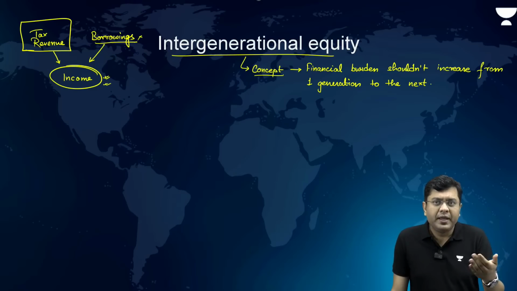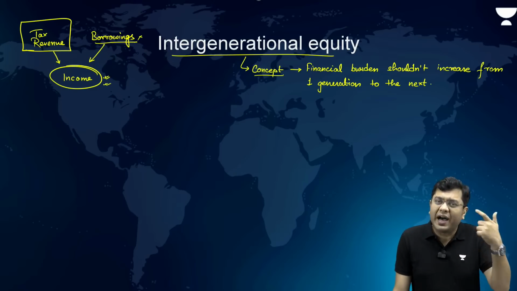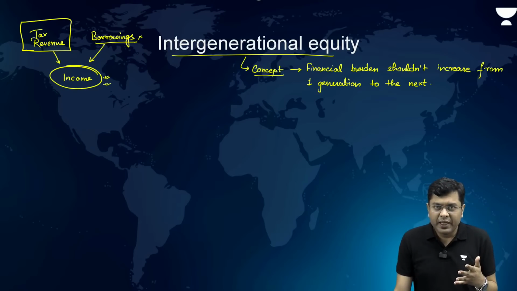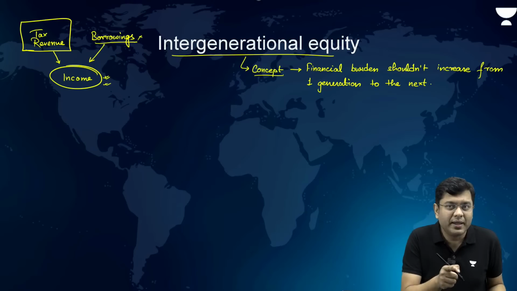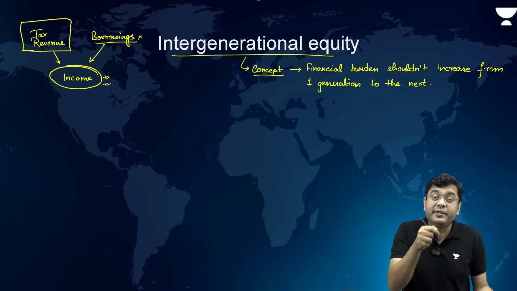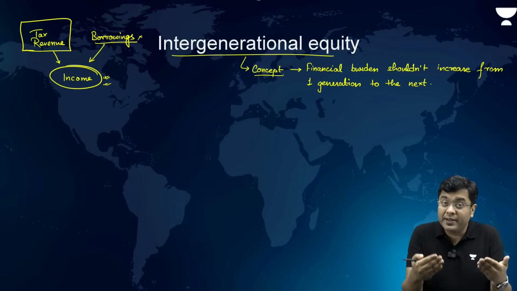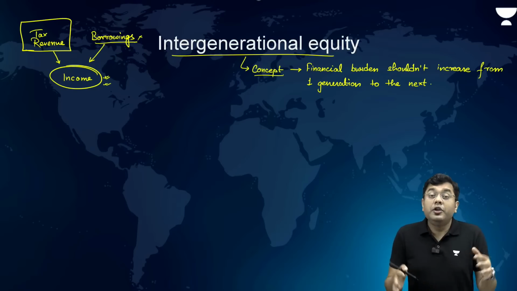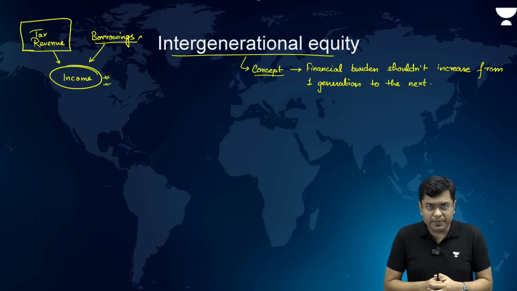What will happen? Eventually, you will have to pay that. And that is where you have the burden which is transferred to the next generation. So that intergenerational equity is a must, because India is a youthful population. And this youthful population is going to enter the working age group for the next decade and a half. You do not want a higher tax burden on that population.